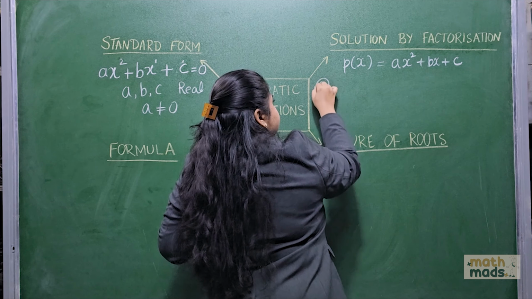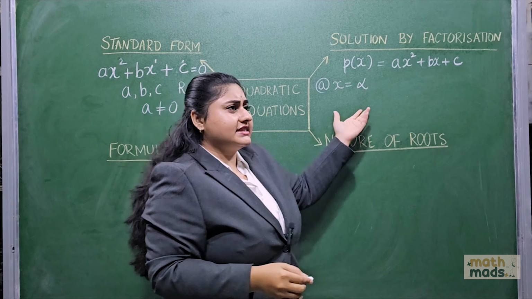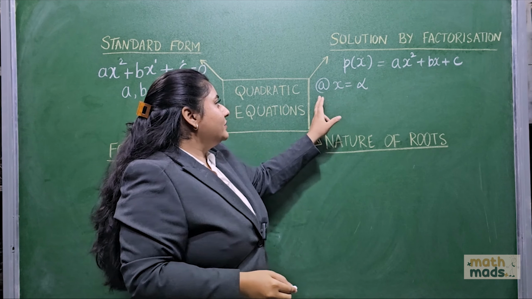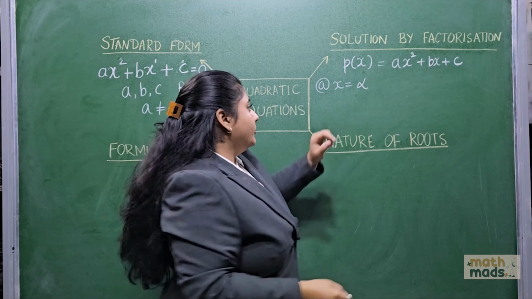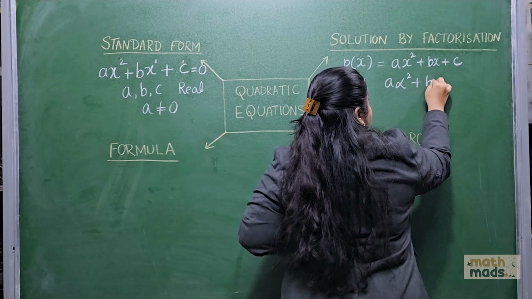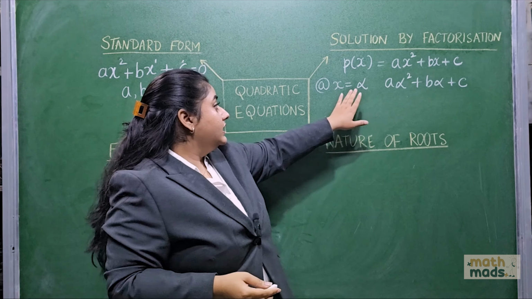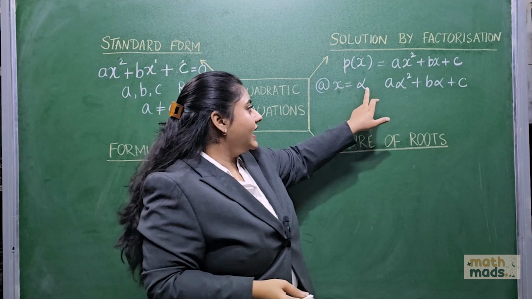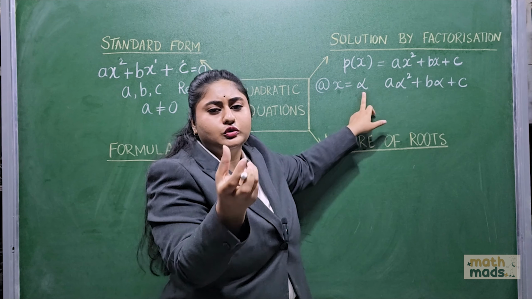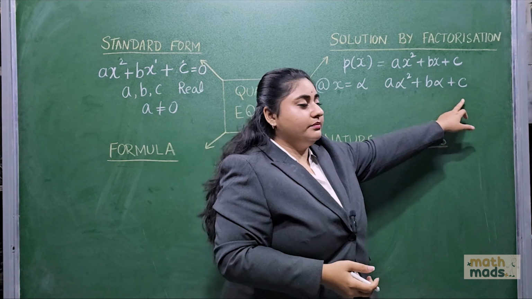Let's say at x is equal to alpha. Now, what is alpha? It's just a Greek alphabet. So if I put alpha into the polynomial, what do I get? a alpha square plus b alpha plus c. Now in place of x, I've just put alpha. Here x is a variable, but alpha is some constant like 2, 3, 4. It can be anything. So a alpha square plus b alpha plus c.